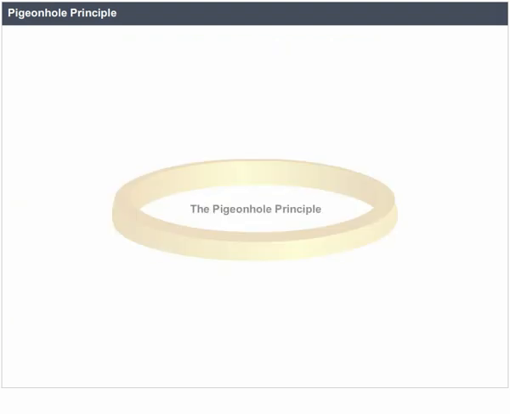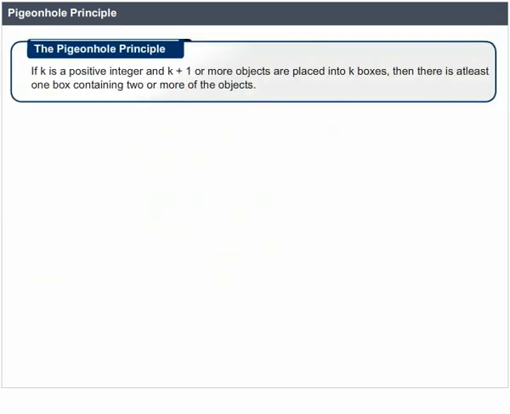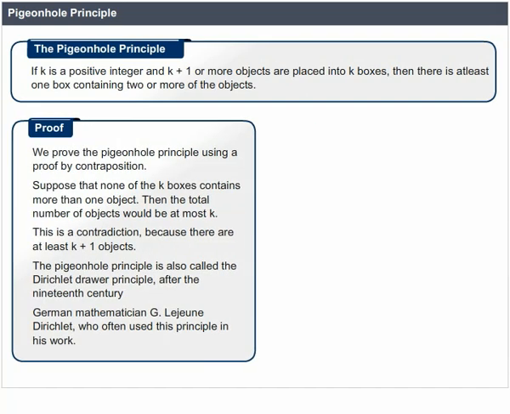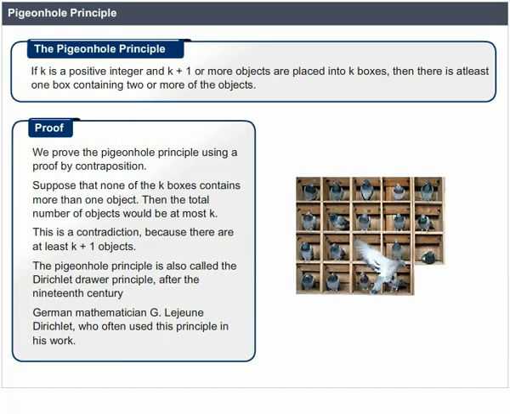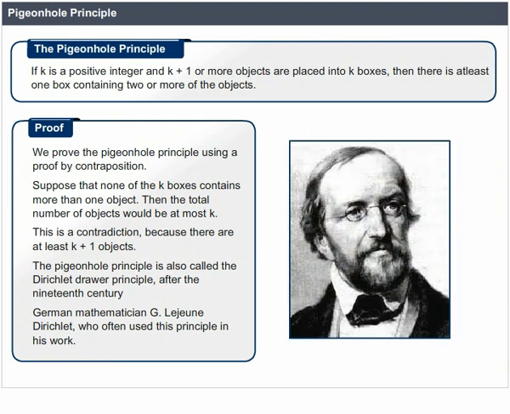The pigeonhole principle. If k is a positive integer and k plus 1 or more objects are placed into k boxes, then there is at least 1 box containing 2 or more of the objects. Proof. We prove the pigeonhole principle using a proof by contraposition. Suppose that none of the k boxes contains more than 1 object, then the total number of objects would be at most k. This is a contradiction because there are at least k plus 1 objects.